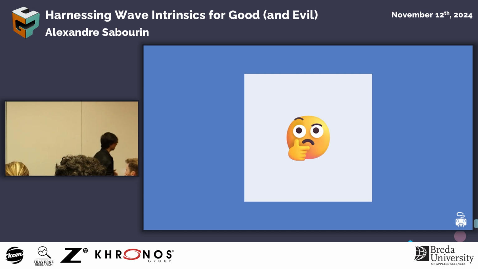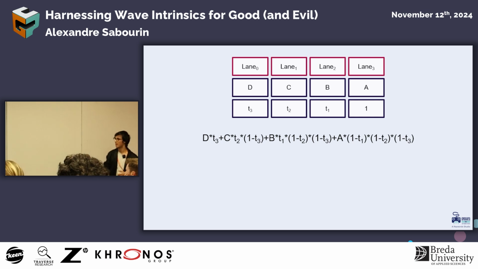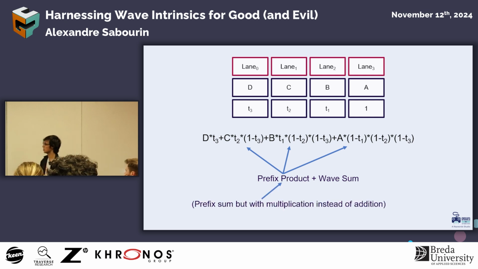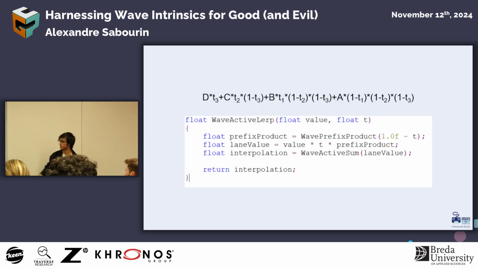So for simplicity, what we can do is take our values and just reverse the order. And now, as you can see here, A, lane 3, reads the results of lanes 2, 1, and 0. B reads lanes 1 and 0, and so on and so forth. You can imagine that this is just the algorithm we looked at previously with the wave prefix sum, except with multiplication this time. So that's what we do. We use the HLSL intrinsic wave prefix product, and then we combine the results with a wave active sum. And with that, you get this function.